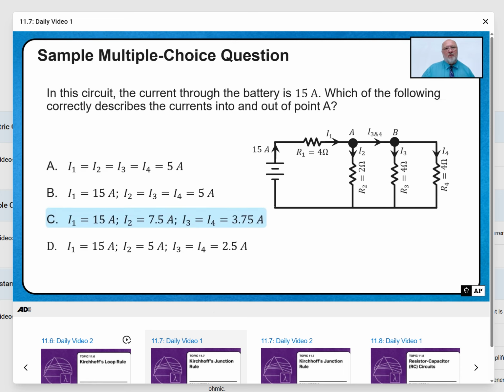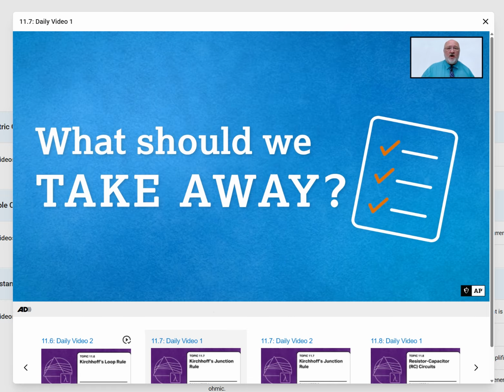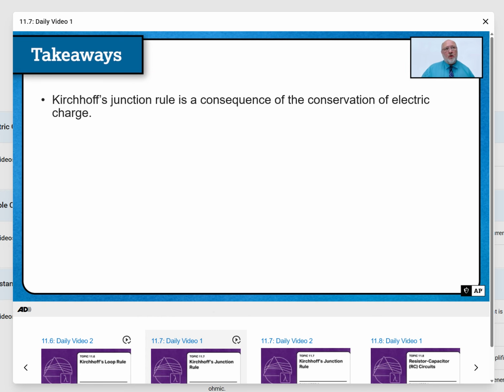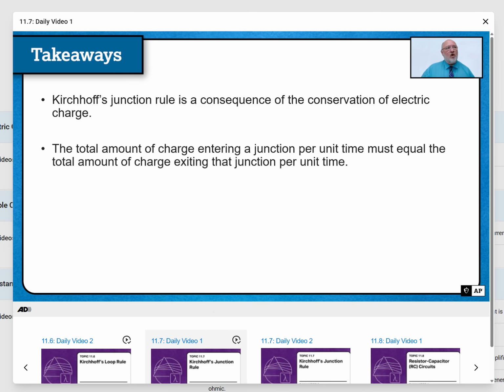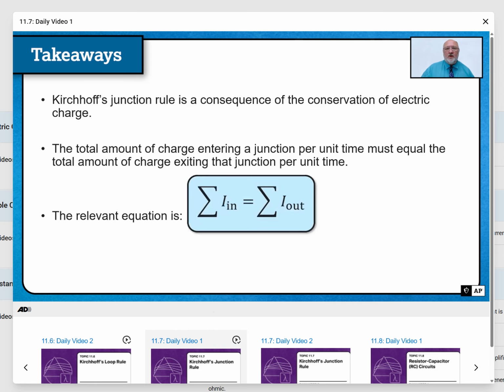That was a great little problem. So what can we take away from our analysis of Kirchhoff's junction rule? His junction rule is a consequence of conservation of electric charge, and the total amount of charge entering the junction per unit time must equal the total amount of charge exiting the junction per unit time. And finally, the relevant equation is the current into a junction is equal to the current out.